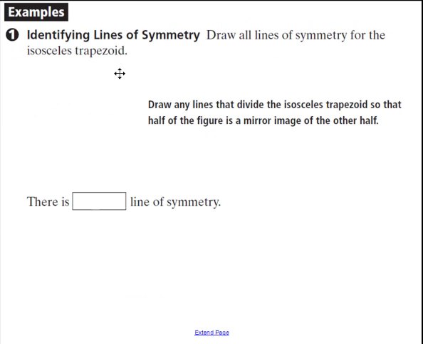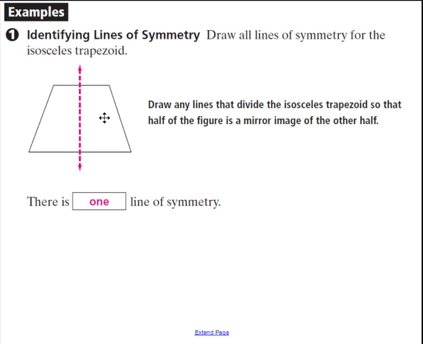Okay, onto the examples. Here they want us to identify the line of symmetry for an isosceles trapezoid. And so if we move this, we can see it really only has just the one, right? It just has one line of symmetry down the center.